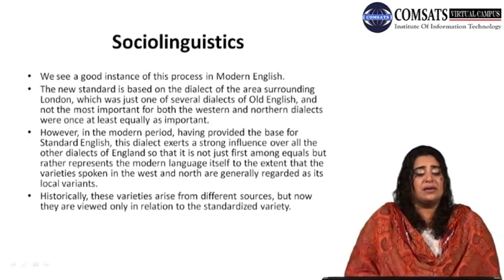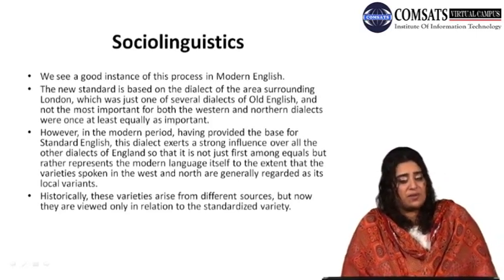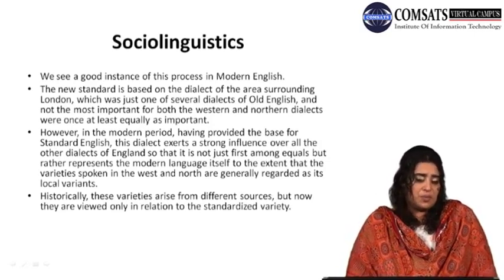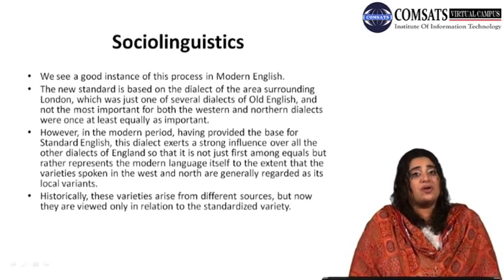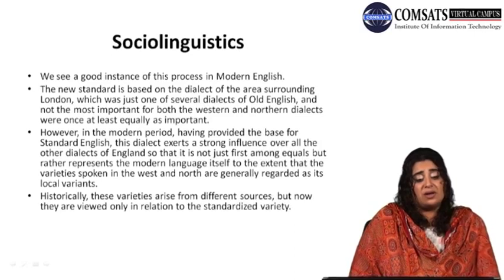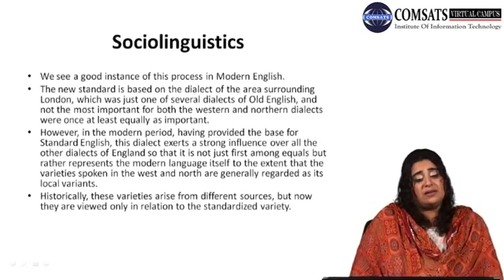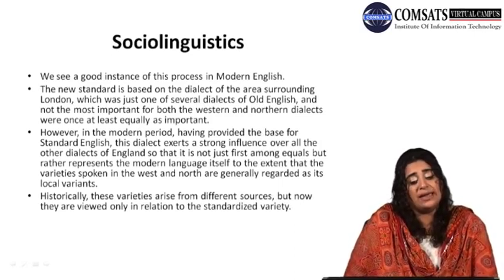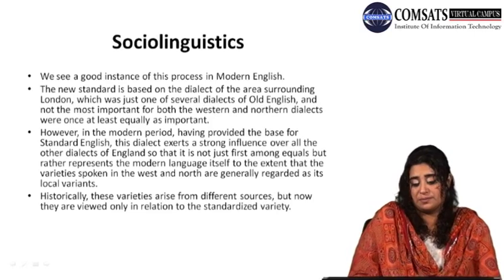So that it is not just the first among equals, but rather represents the modern language itself, to the extent that the varieties spoken in the West and North are generally regarded as its local variants. So they are considered as the local languages, or the local varieties. Now historically, these varieties arise from different sources, but now they are viewed only in relation to the standardized variety.